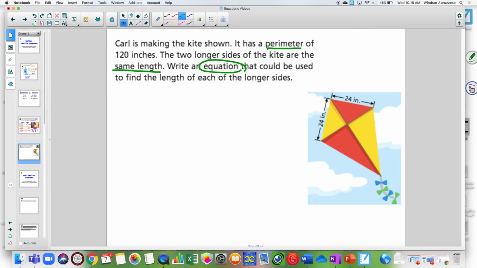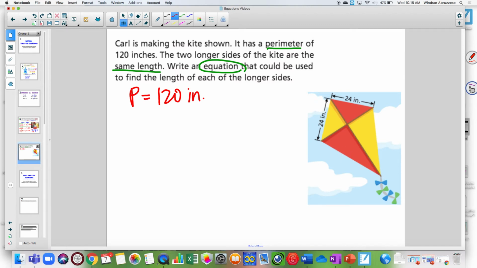So again, there's that equation word. So read it through once. Let's read it again. Carl's making the kite shown. It has a perimeter of 120 inches. Again, perimeter, add up all the sides. This one, plus this one, plus this one, plus this one. All has to equal 120.